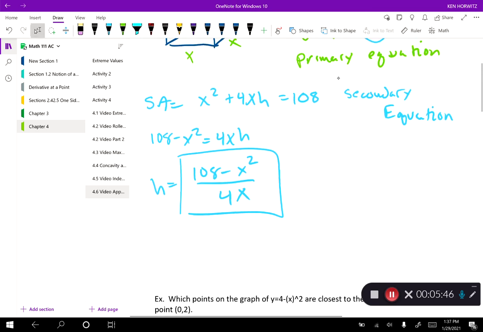All right. So let's see. We have volume equals x squared times 108 minus x squared over 4x. All right, so why don't you do some work, do a little simplifying, and then we'll talk about it on the back end.